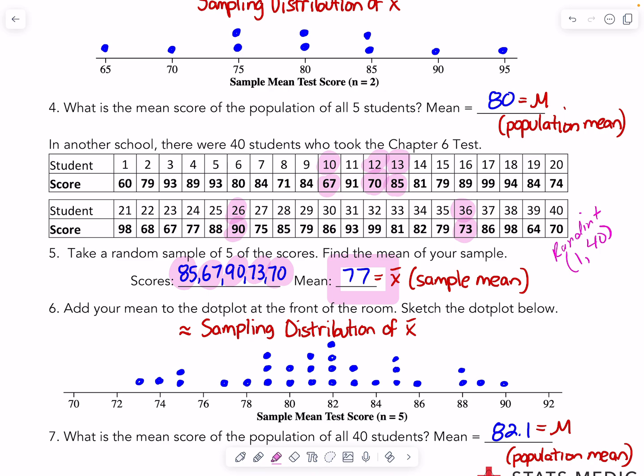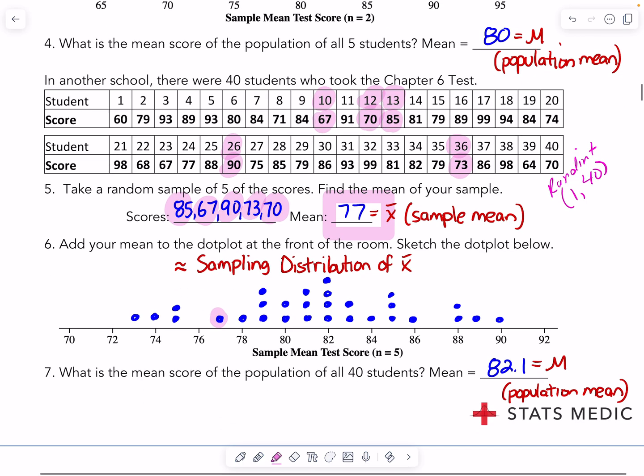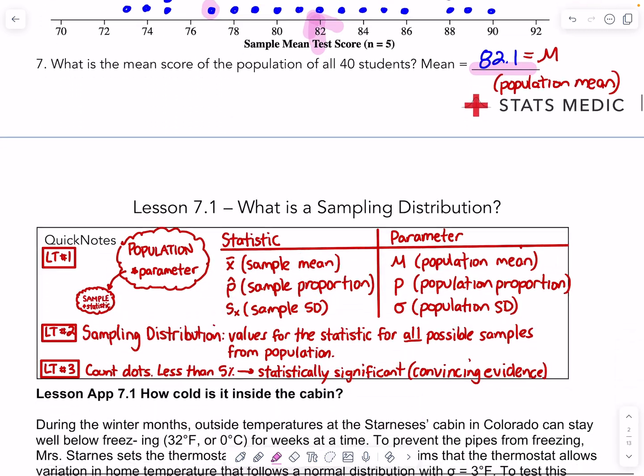So my score was 77, which is right here. Then I asked every single person in the class to do the same thing, and then we graphed it, and this is the graph that we got. Remember, each dot represents the average of 5 test scores. The average of all 40 students, if you put them in the calculator, is 82.1. You can see my average is right around this area, pretty close to the actual average. And that's what we want to get.